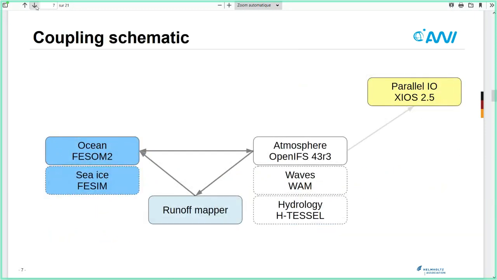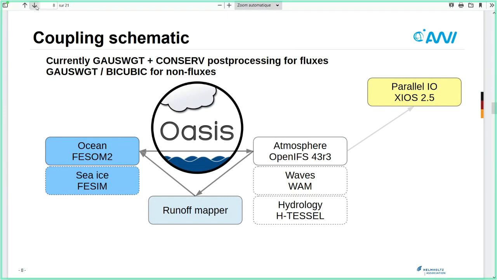Okay, so this is what it looks like. We have the FESOM Ocean, which has its own sea ice model in there. Then we have the OpenIFS atmosphere, which comes with a wave model and a hydrology model inside. We have a little runoff mapper, which we borrow from the Easy Earth community. And it's all coupled with OASIS3-MCT5 in this case.